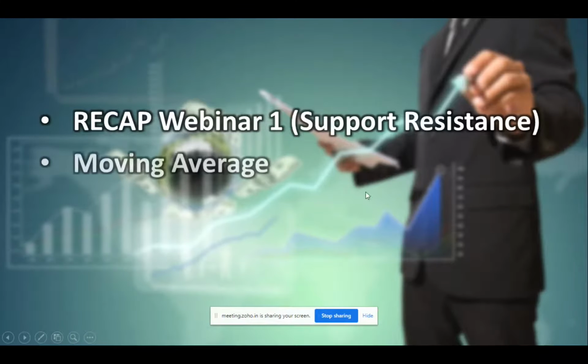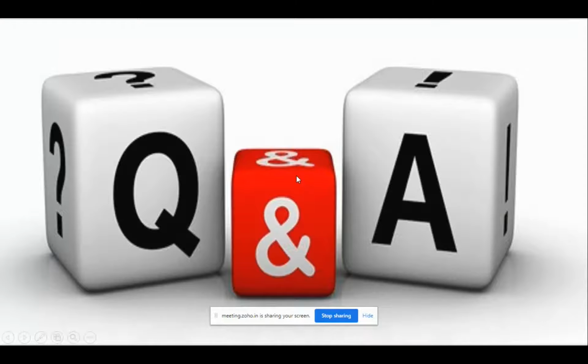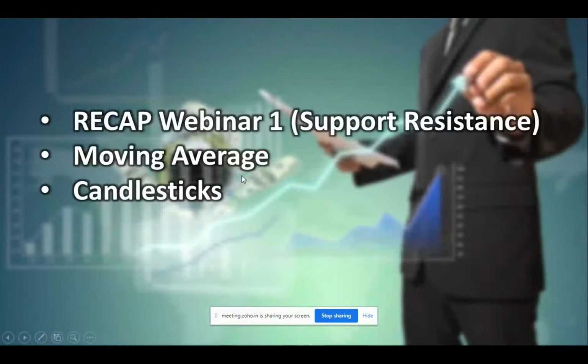In today's webinar, we'll cover the moving average and candlesticks: what the moving average is, how to use it, and how to read candlesticks. On top of these two new points, I will show you one setup on how to club support and resistance with the moving average and candlesticks, and how to trade on that. Hopefully this will be very useful for you in day-to-day trading. After that we'll have the question and answer session. So we'll start with the recap of support and resistance.